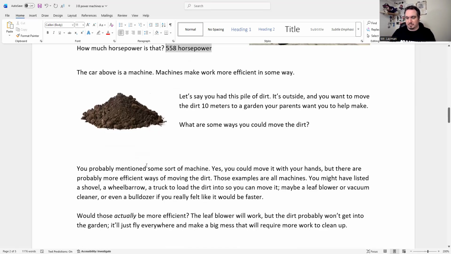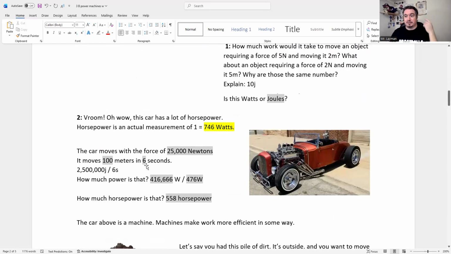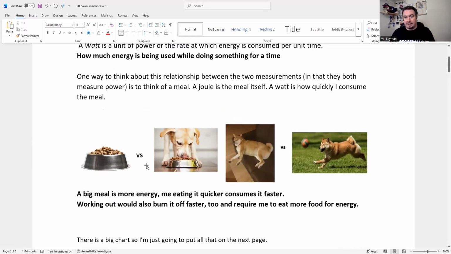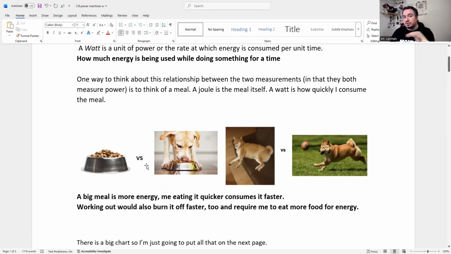Anyway, so those are examples of machines: the shovel, the wheelbarrow, a bucket, any of that stuff. But you also might have listed something like a truck, because if it's a whole lot of dirt, let's move it in a truck. Maybe a bulldozer, maybe even a leaf blower. It's probably going to be faster, but it is more efficient because now you're getting into the sense of, I'm aware that work is happening. What's the most efficient way of completing this task?